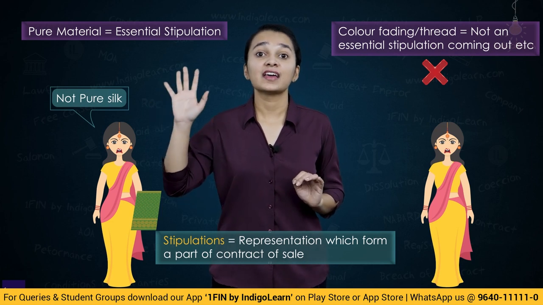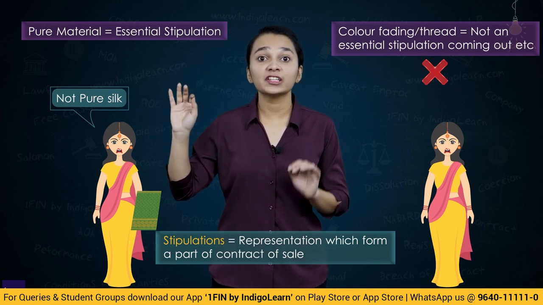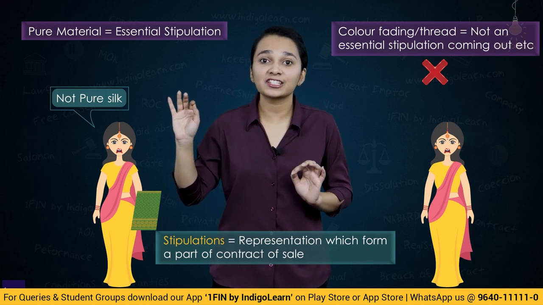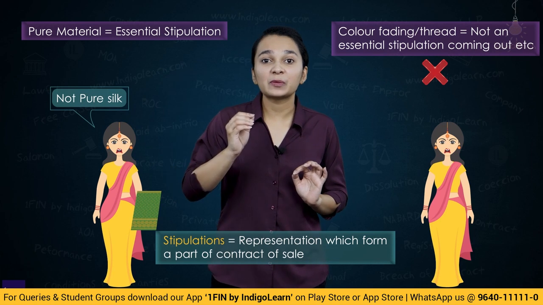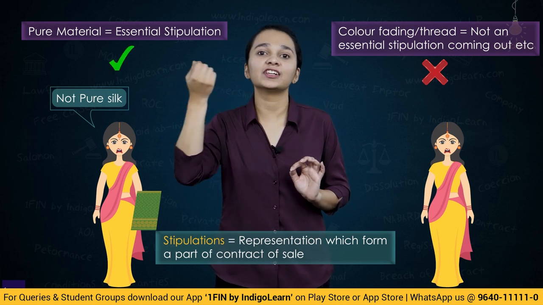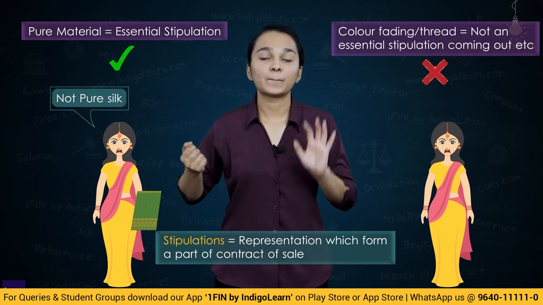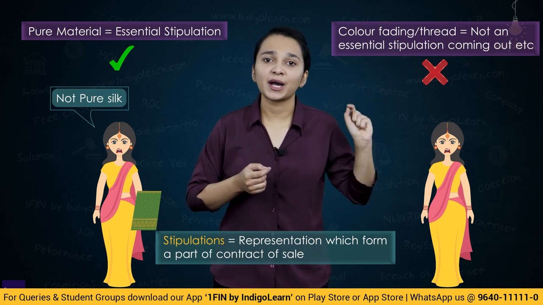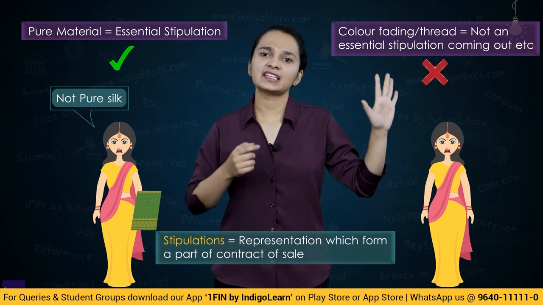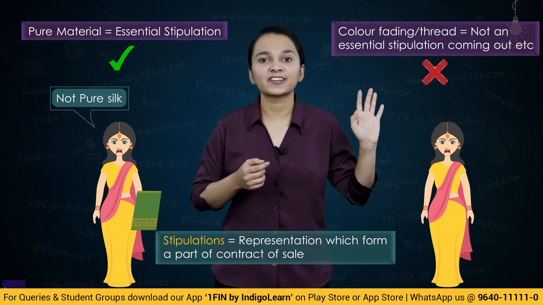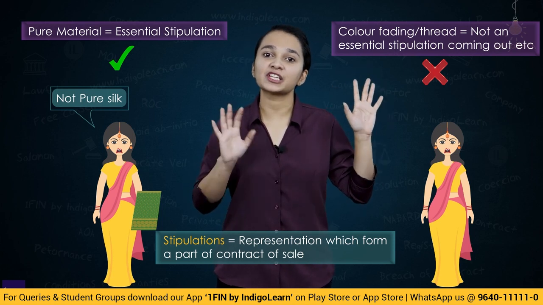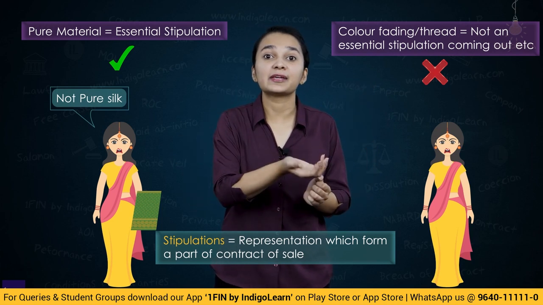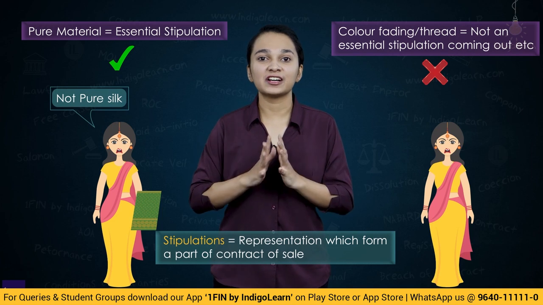Here when there was a defect in the quality of cloth, it was a very significant stipulation. And because it was a very significant stipulation, Aishwarya went back and returned the sari and took the refund. But here, when the color has faded away or a thread has come off, this is not very significant, it is a less significant stipulation. So in this situation, Aishwarya can claim only damages and she cannot return the sari and demand the whole refund of the amount.